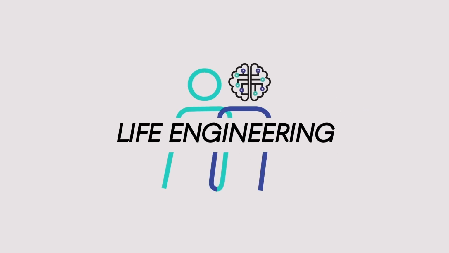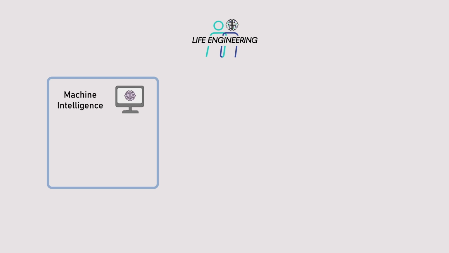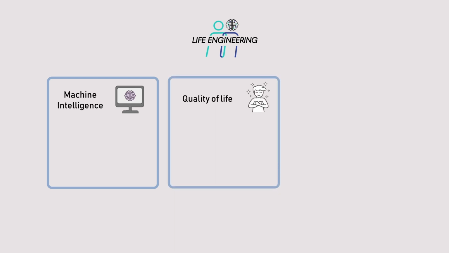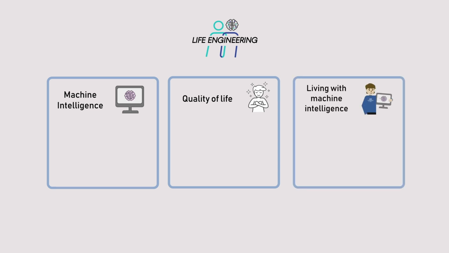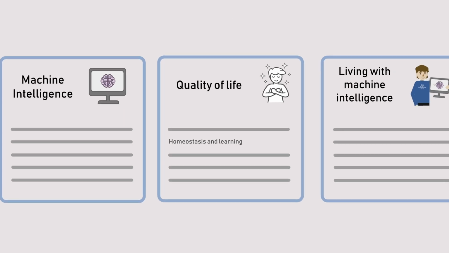Life engineering uses machine intelligence to improve human well-being. The starting point is technological development. At the core is quality of life. The objective of life engineering is to achieve a good life with machine intelligence. The following video focuses on homeostasis and learning.